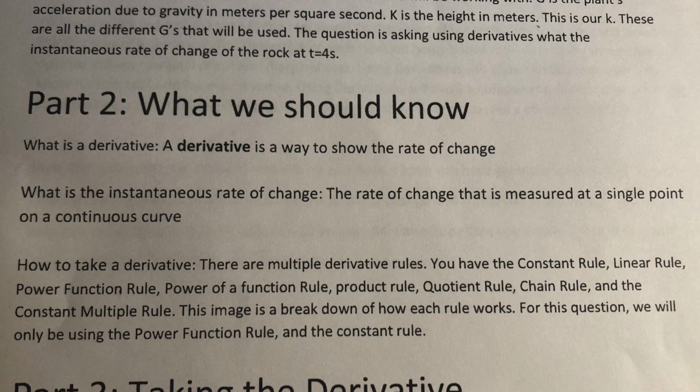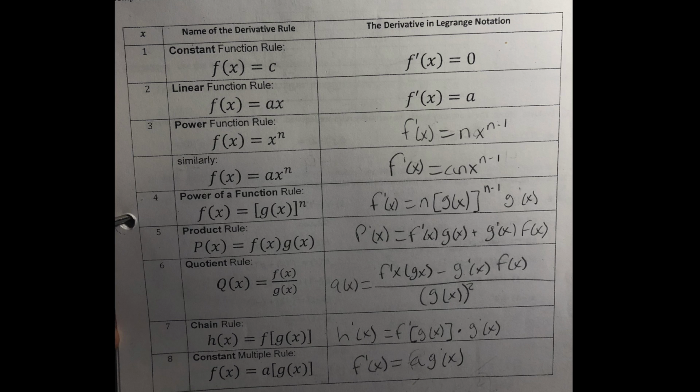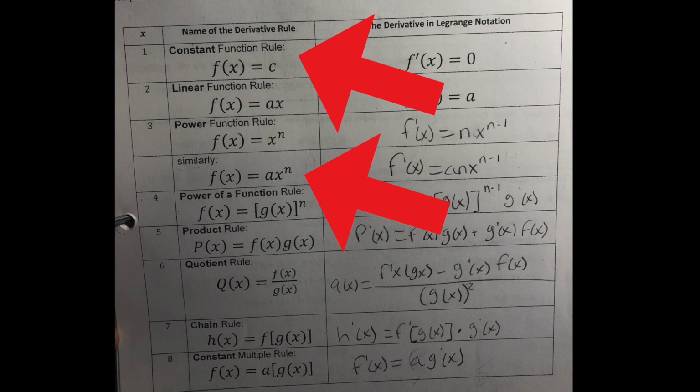There are multiple derivative rules. You have the constant rule, linear rule, power function rule, power of a function rule, product rule, quotient rule, chain rule, and the constant multiple rule. This image is a breakdown of how each rule works. If you would like to see a more in-depth explanation of how each rule is used, please go to my other video linked in the description. But for this question, we'll only be using the power function rule and the constant rule, so those are the only two that I will explain in this video.